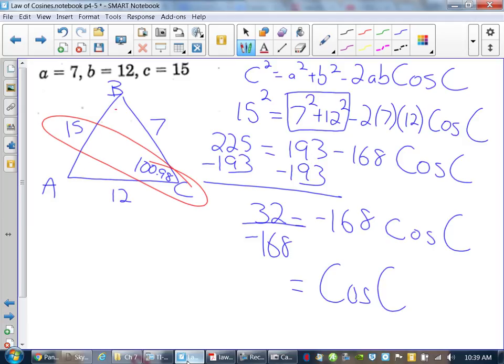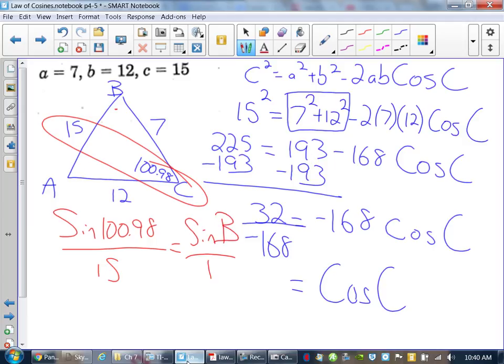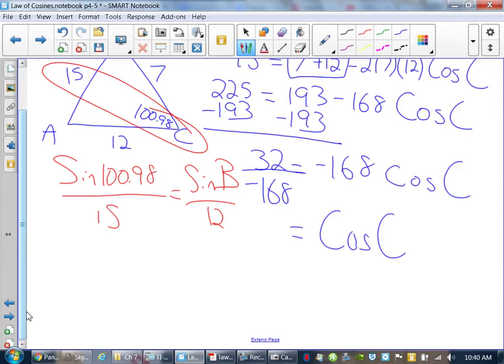So I'm going to find B, and I'm going to use law of sines. So I start over. The sine of 100.98 over 15 equals the sine of B over 12. And when we did this problem two days ago, when you find the angle for sine, what's that?